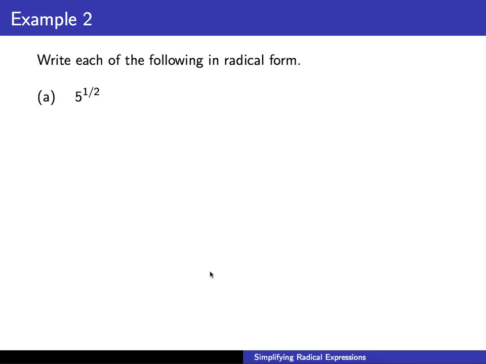All right, example 2, we're going to work backwards. We're going to write each of these in radical form. So 5 to the 1/2 power. The power is 1, the root is 2, or square root. So it's the square root of 5 to the first power, or just square root of 5. Part B, negative 9 to the 5/3 power. The power is 5, the root is 3, so the cube root of negative 9 to the 5th power.